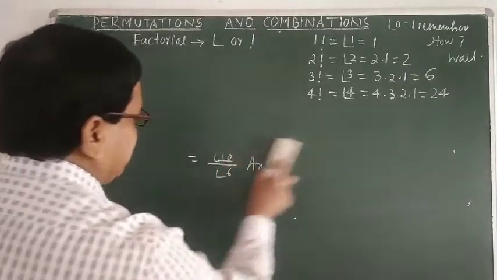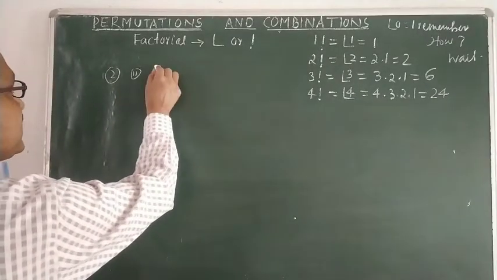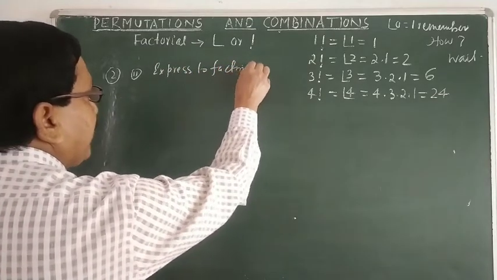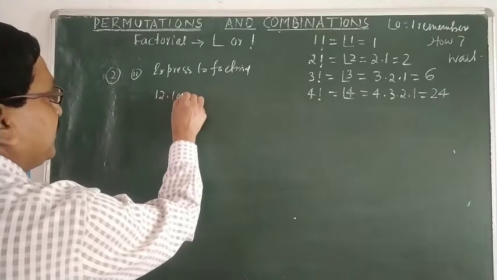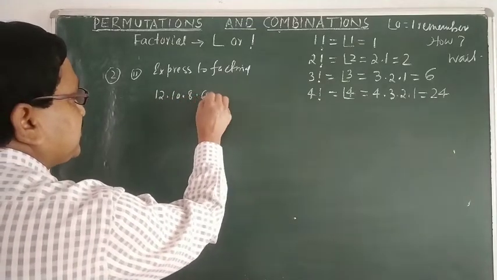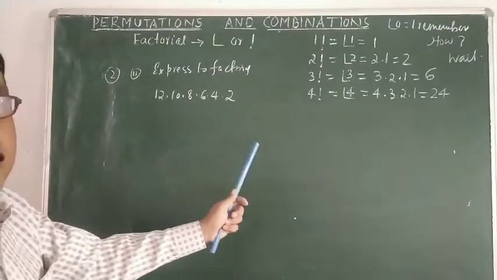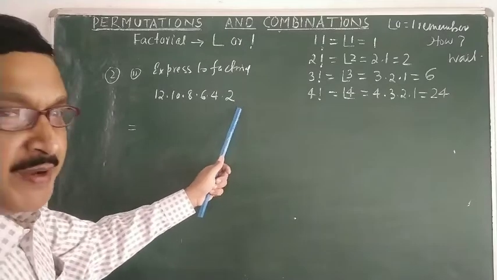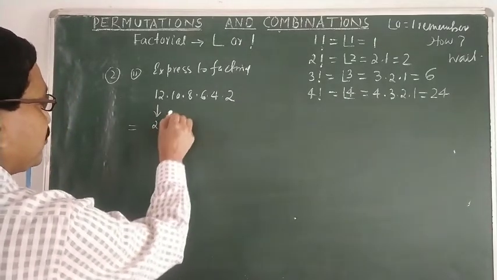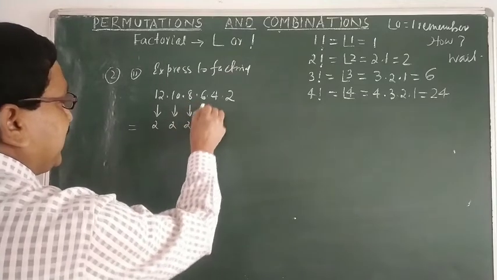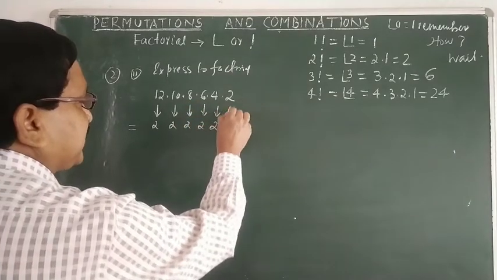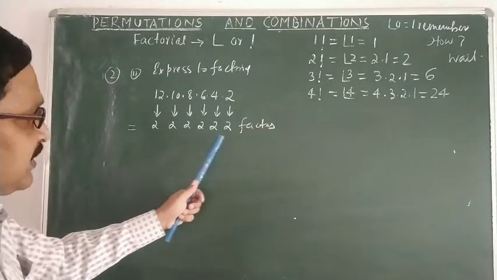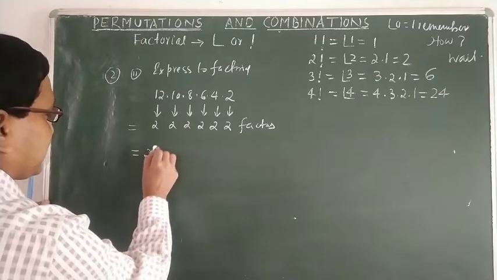Again, the next problem of the same question 2. Express in factorial: 12, 10, 8, 6, 4, 2. It has to be converted to factorial. So remember, students, 2 is a factor of all. So take 2 as a factor, and 2 factor, and again 2 factor. The factors are being taken 6 times. So this is 2 to the power 6.